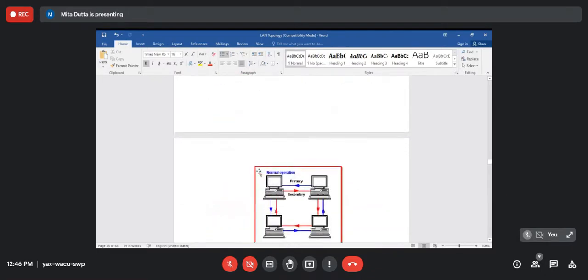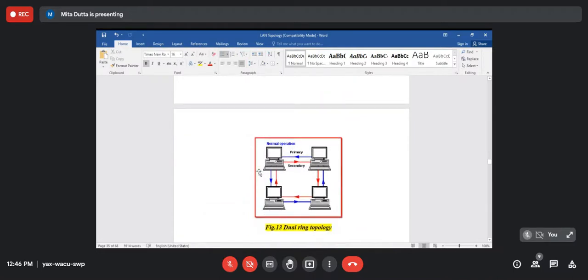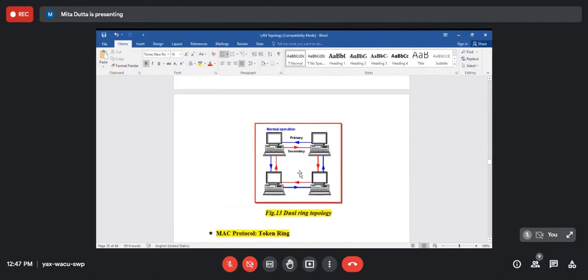In dual ring, instead of the single ring in ring topology, we have a dual ring. One is the blue one, another is the red one. Now, why do we have a dual ring? If there is a failure on the primary ring, then the secondary ring will take care of transmitting the information. Here it will be counterclockwise and here it will be clockwise in the secondary. So we call it a dual ring.